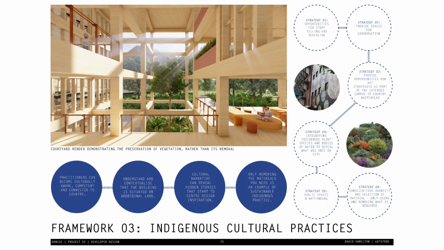Framework 3 adopts Indigenous cultural practices. This is quite broad, and some of the practices include only removing the materials from the natural environment that you need and preserving as much as you can. This can be seen here through the render where the tree has been preserved through the structure of the building and it's been framed by the natural materials of the timber. The building, through its spatial arrangements and open environment, provides opportunities for conversation and storytelling, a lot of which are oriented towards significant landscapes, including the Brisbane River and Botanic Gardens.